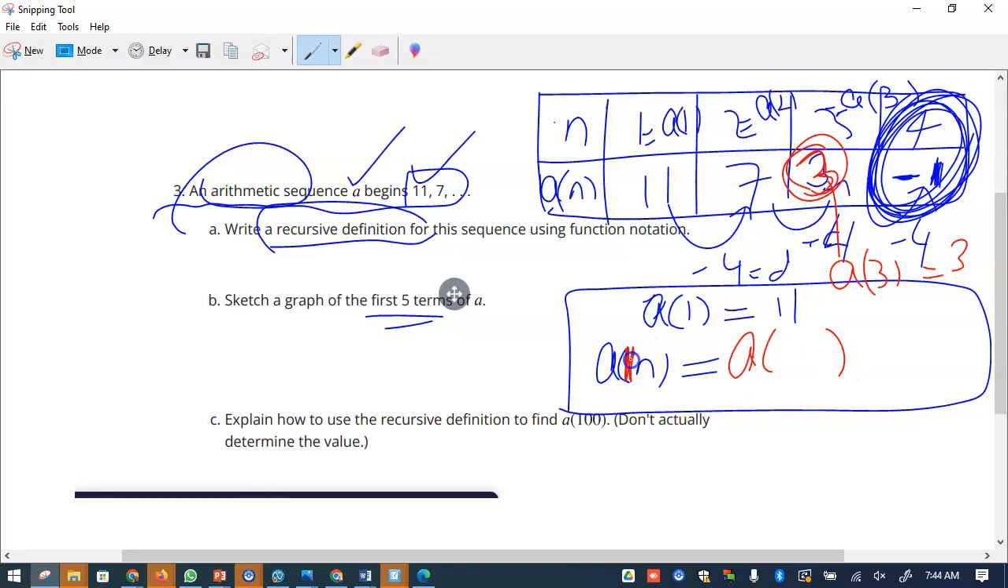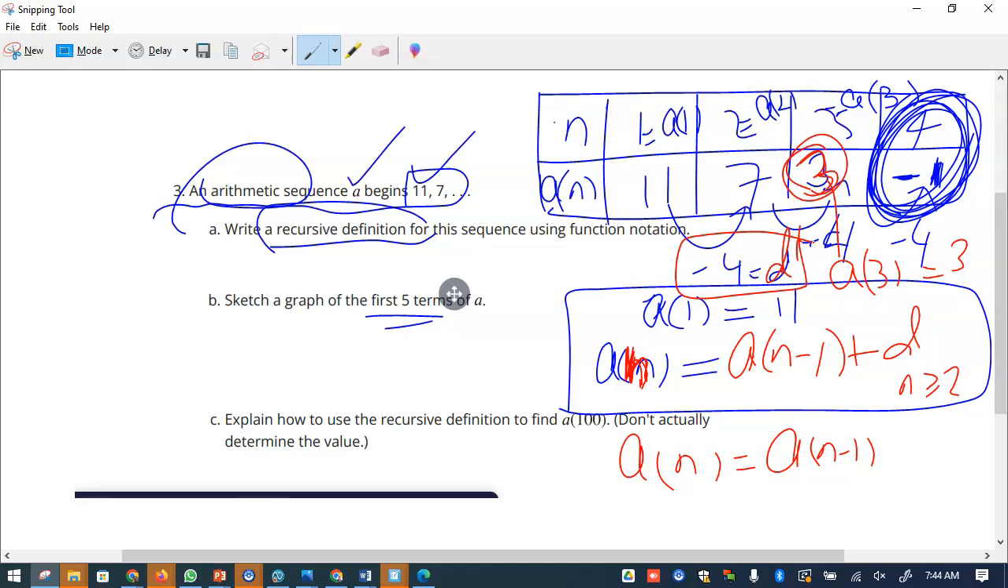So if this is n, this will be n minus 1. And the formula says plus d. This is actually the formula, but we write it as a_n = a_(n-1) + d, where d is minus 4, so that's my negative 4. And this is good for n greater than or equal to 2. How to use the recursive definition to find?